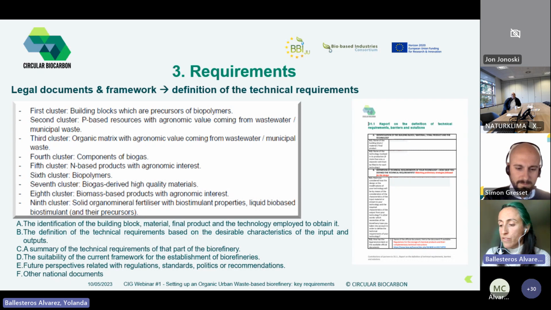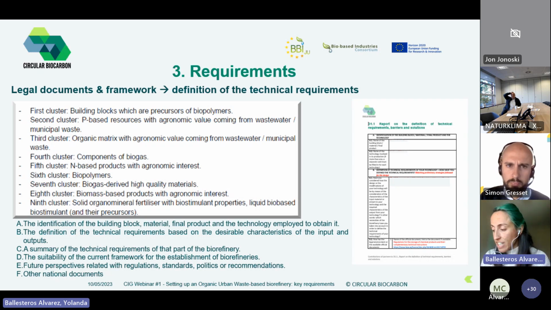As an example, in the case of circular biocarbon, different building blocks, materials, and then products are targeted. You can see them in the list on this slide. But note that owing to confidentiality issues, these have been clustered and not referred to jointly for the whole group of products, materials, or building blocks. For each of these clusters, as well as for the initial feedstock from which they are originated, the technical requirements have been defined based on the biorefinery necessities, the legal environment, and other guidelines.